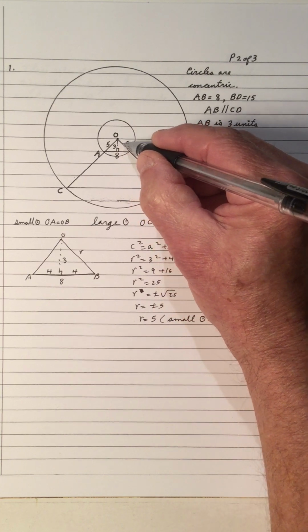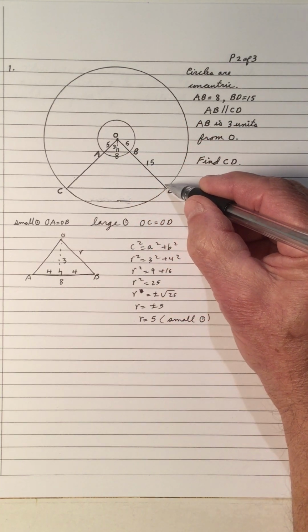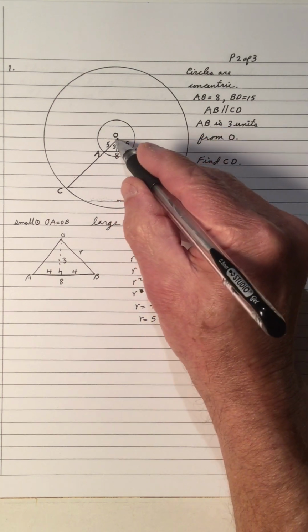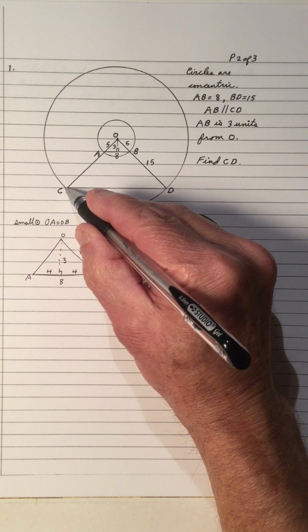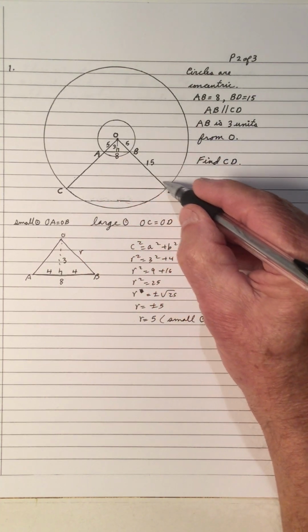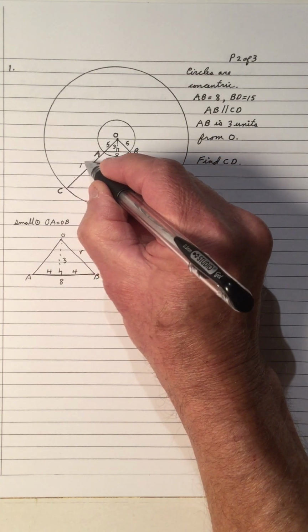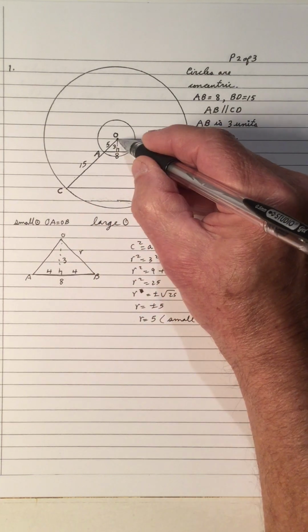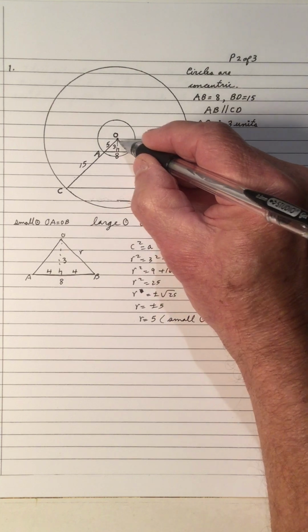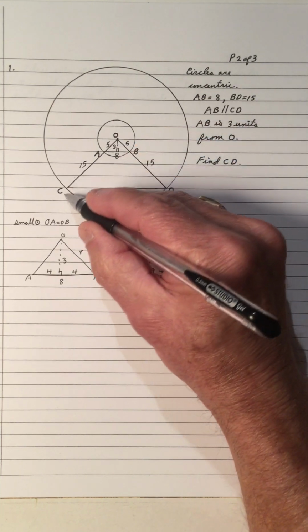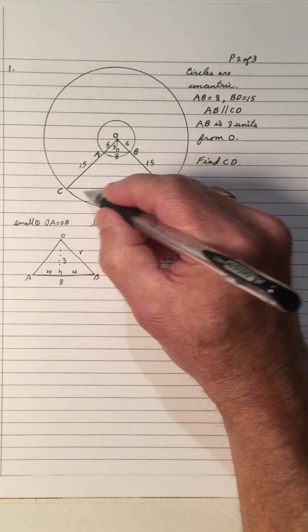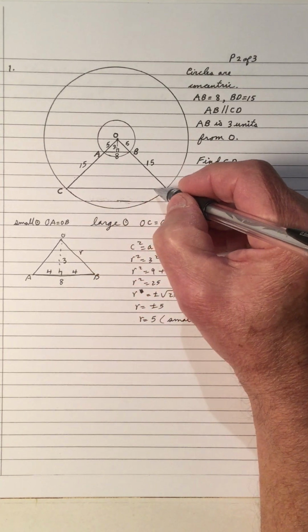That means that this is 20. So we have OC is equal to OD, and that's 20. So that means this must be 15 to make up the 20, because 5 plus 15 is 20. This is the radius of the large circle, so it's 20. So we need to get the length of CD.